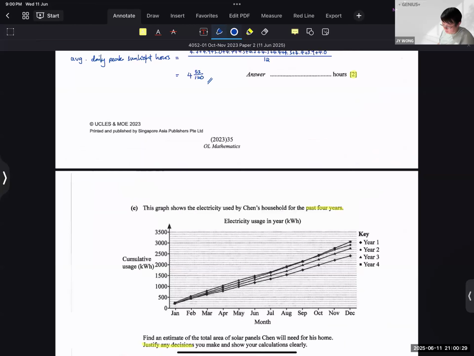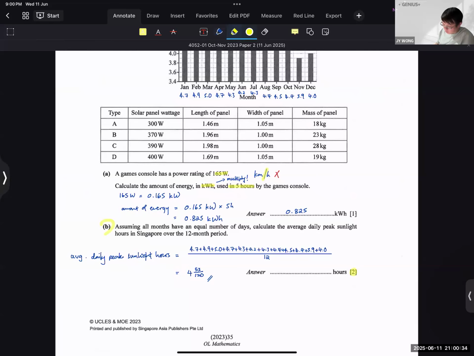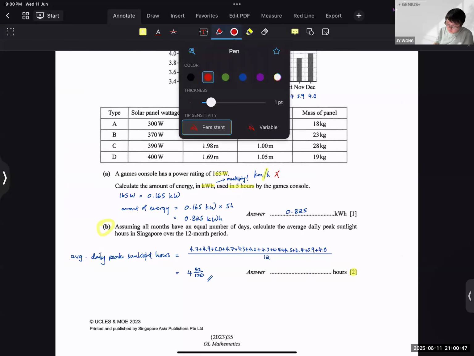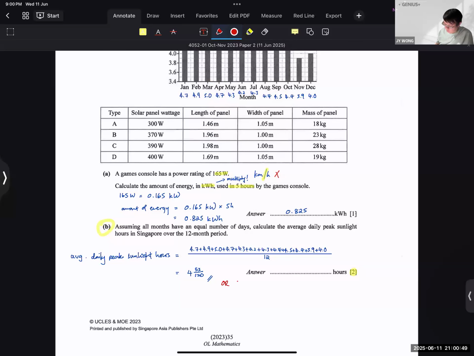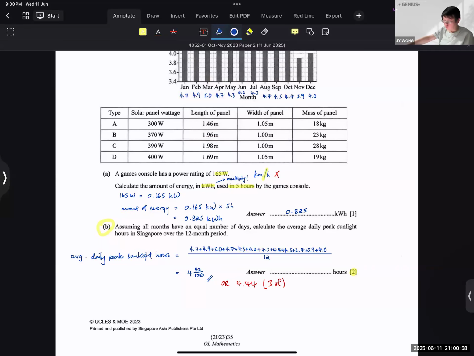How to calculate how many solar panels I need? Now, I will assume that they want you to use the information in part B. That's why they gave you part B. So the average peak sunlight hours that you're supposed to use is 4 and 53 out of 120. By the way, for this part, I forgot to mention, I will accept 3SF. If you have 3SF, then it's 4.44, I think. But for calculation purposes, you should use the exact value.